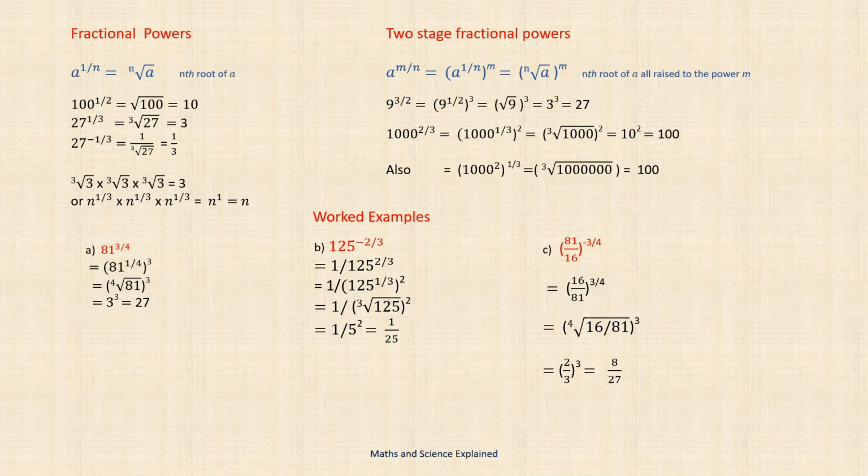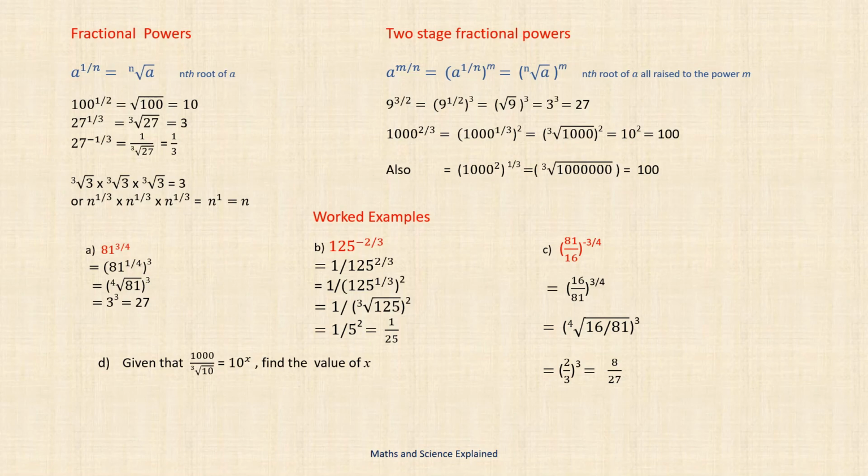The last question is, given that 1000 over the cube root of 10 equals 10 to the power x, find the value of x. To solve this, we just have to simplify the left-hand expression into the form of 10 to the x, and the value of x will become self-evident.